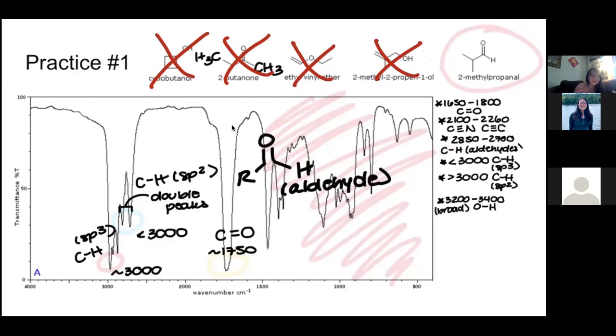Yeah, somebody asked, sorry, is below 3000 sp3 or sp2? Yeah, so double peaks, like I just mentioned, I know this is a little bit confusing. The double peaks at 2850 to 2700 are going to be aldehydes. That is an sp2, but remember there can be sp2s that are a little bit higher. So I'll show you in another example, but they tend to be a little bit higher than right at 3000.